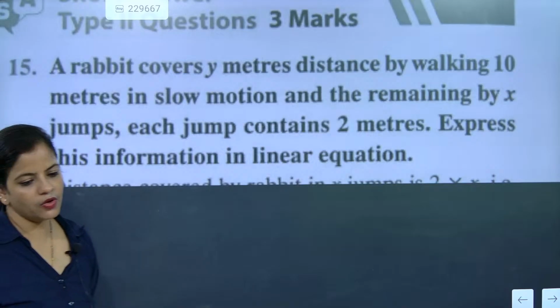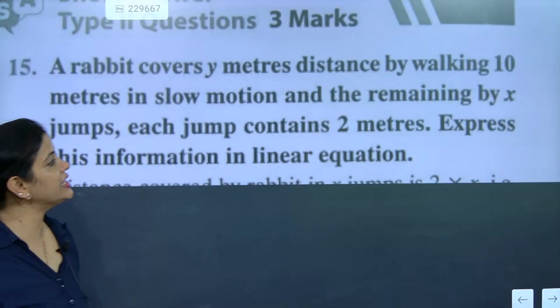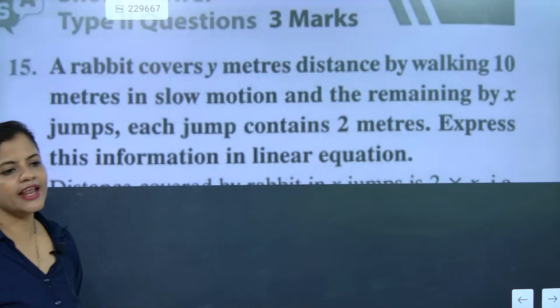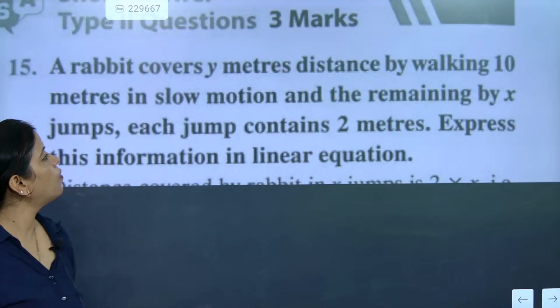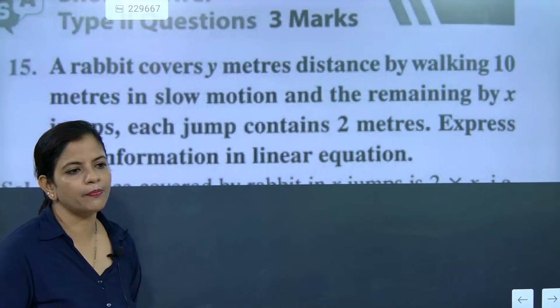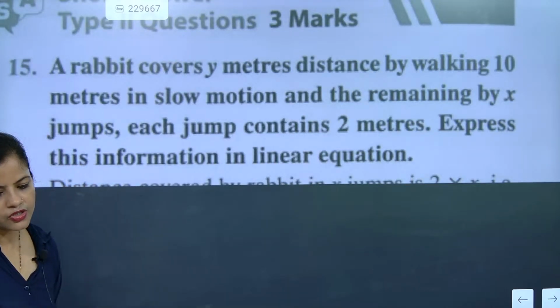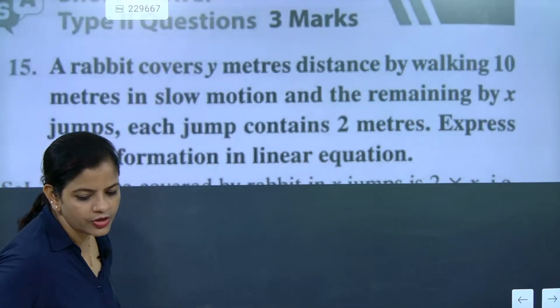We'll start solving. Walking. What is there in the question? Walking is there, slow motion is there, and jumping is there. Correct? Walking, slow motion, and jumping, and the entire journey is connected with that. So doubt is there? That's what I'm going to solve.